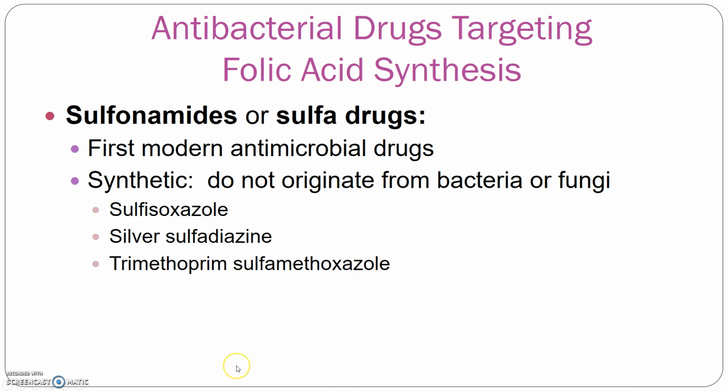So the last class we'll talk about are folic acid synthesis targeting drugs. These are the sulfonamides or sulfa drugs. And these are the first modern antimicrobial drugs. They are synthetic. So these were completely synthesized by scientists. No natural products were looked at or had an origin in them. And then here's just a few of the types of sulfonamides you might run into.